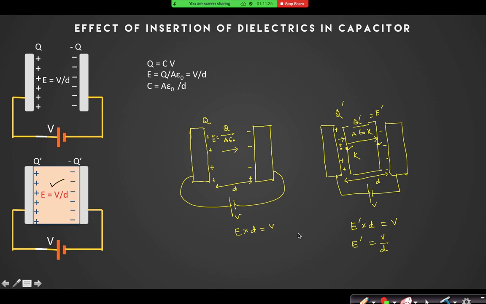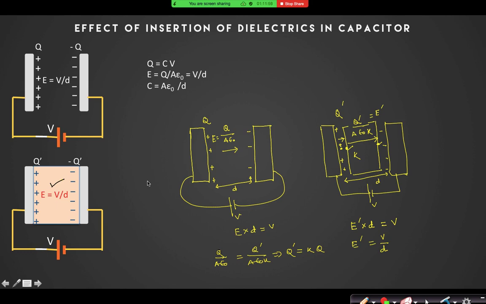So now we can understand that Q by A epsilon naught is equal to Q prime by A epsilon naught K. So basically what has increased? Q prime is equal to K into Q. Now can you see that the capacitor stores more charge with the same potential? Yes, sir. So that is the reason behind the insertion of dielectric.